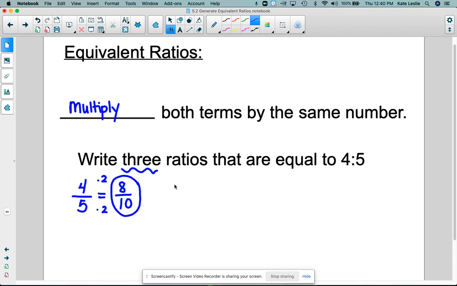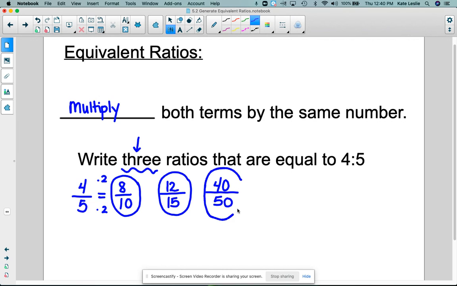Another equivalent ratio would be 12 to 15. As you can see, I just multiplied each value by 3 in that case, so this is another equivalent ratio. Remember that they wanted me to list 3, so I have one more I have to create, and I'm going to make it super easy on myself, and I'm going to do 40 to 50. So you don't necessarily have to go in order multiplying. I just multiplied both of these by 10. So this is another equivalent ratio to 4 to 5.